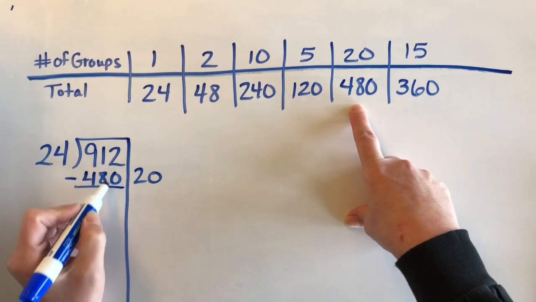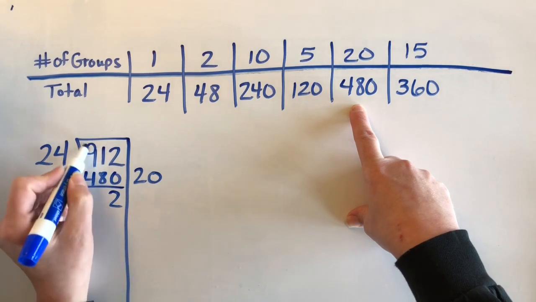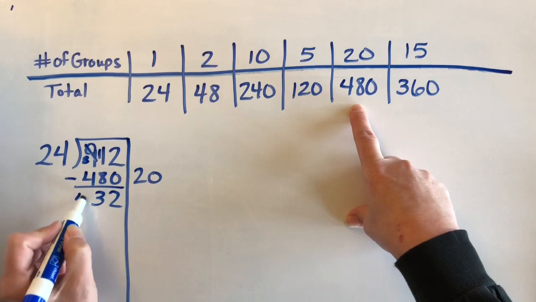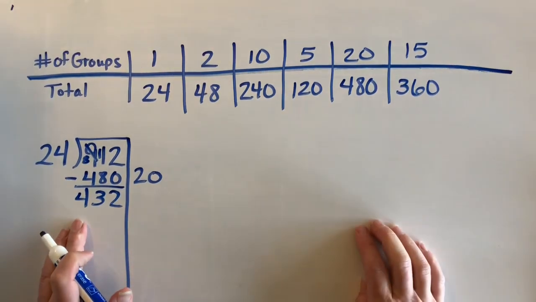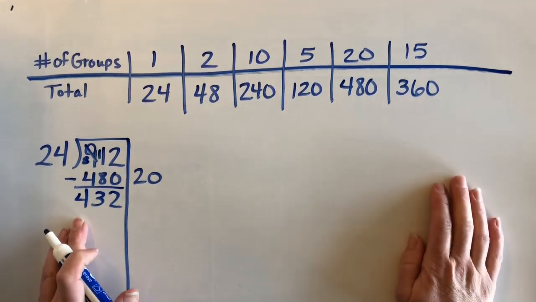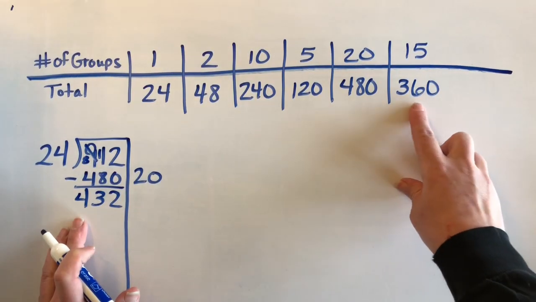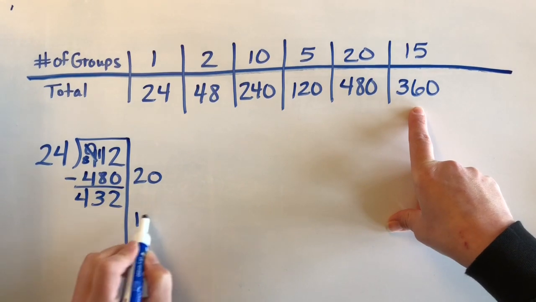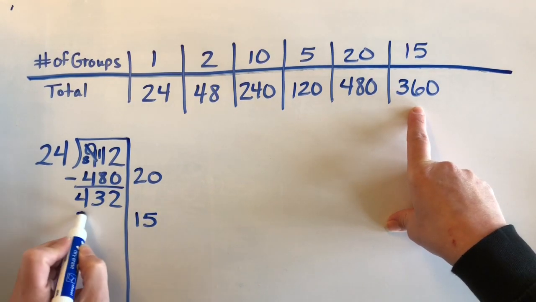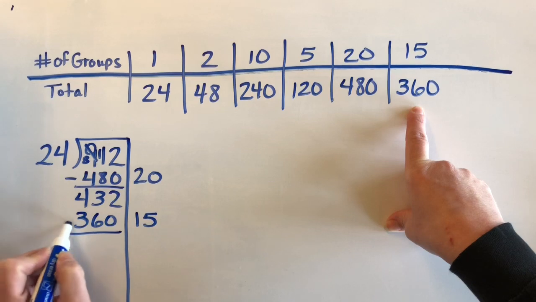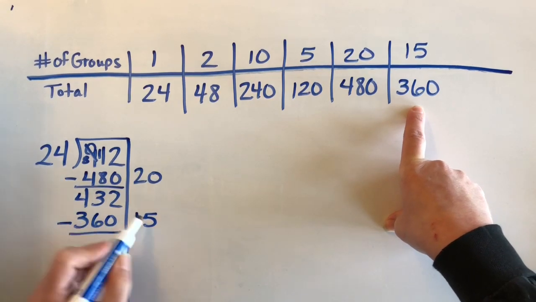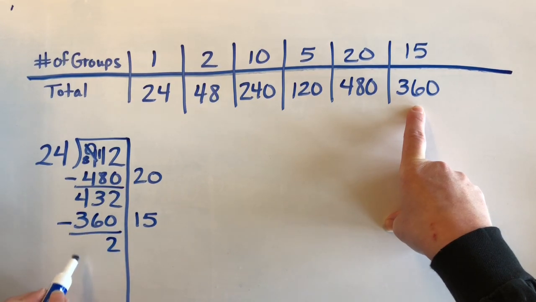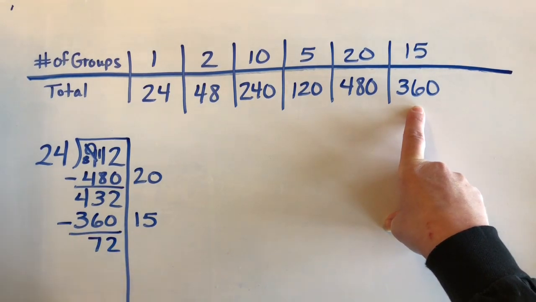So I'm going to subtract those. Now if you have to borrow, go ahead. So I have 432 left to divide here. So then I go to the next one. This is too large, so I'm going to go here to 15 groups. And I'm going to take 15 groups out, which is equivalent to 360. So 24 times 15 is 360. And I subtract, this is 43, take away 36, which is 7.